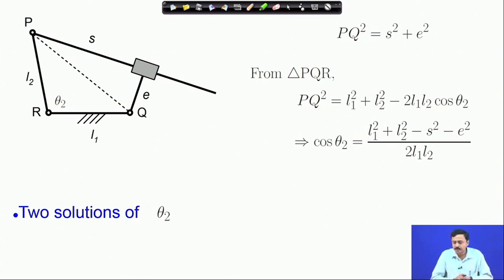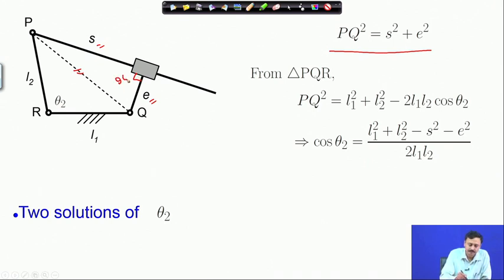Now, we have looked at the displacement analysis problem for this kinematic chain. So, we are going to follow through. PQ, which is this distance, can be related to S and E, the offset, by this relation, because this angle is 90 degrees. Therefore, I can write PQ squared is S squared plus E squared.